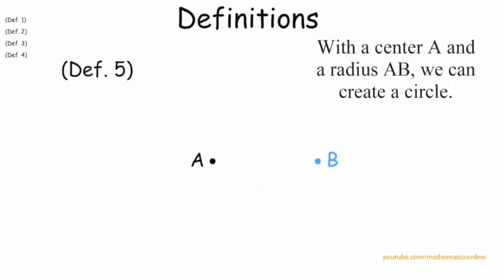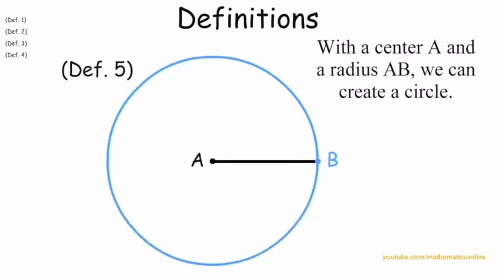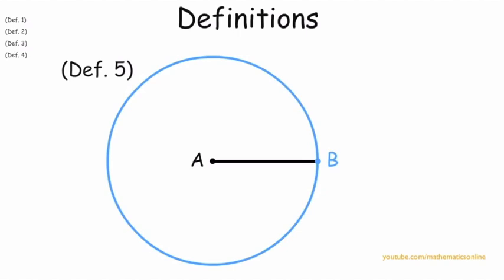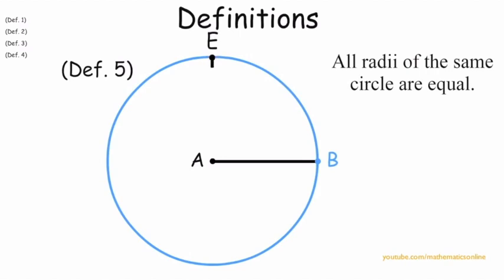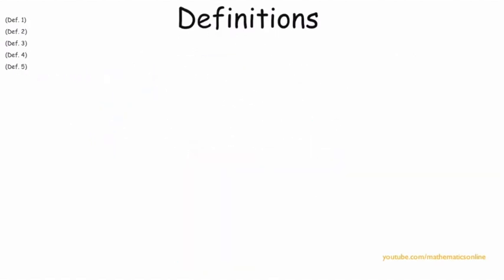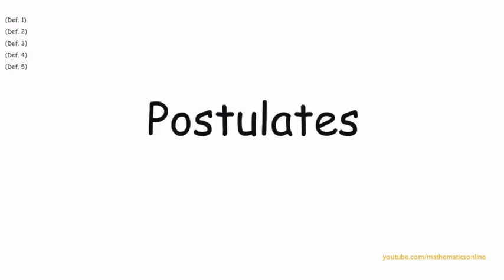Definition number 5, with a center A and radius AB, we can create a circle. We call this circle AB. All radii of the same circle are equal. So that's all of our definitions for now. And we move on to some rules used within Euclid's Elements, and we call these postulates.